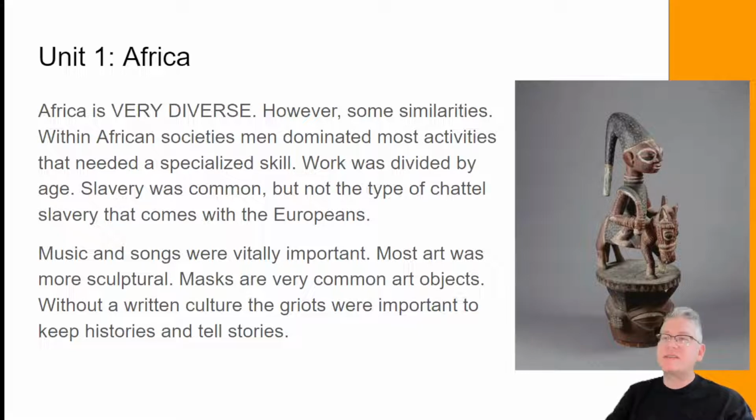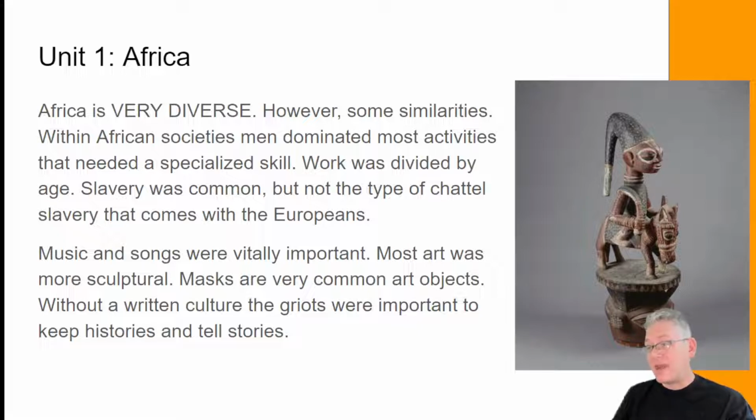Within African societies, men tended to dominate most activities that needed a specialized skill. So certain types of farming or carpentry or something like that. Women tended to do things that were more like gathering or something that was not as much skill-based. Work was typically divided by age. So younger people did work, but they did different work than older people.